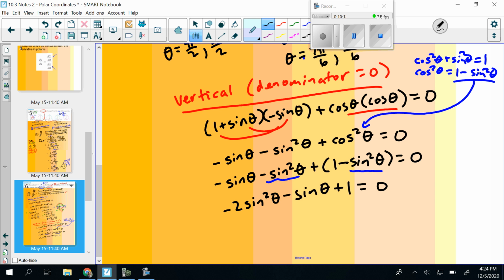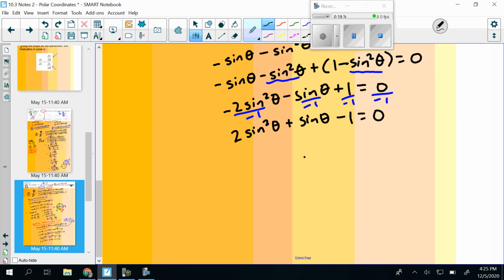We could probably do some solving with that. I don't like it, though, that term is negative, so I'm going to divide all these by a negative 1, which is fine as long as we divide everything by negative 1. That'll make this positive 2 sine squared theta plus sine theta minus 1 equals 0 divided by anything, still 0.